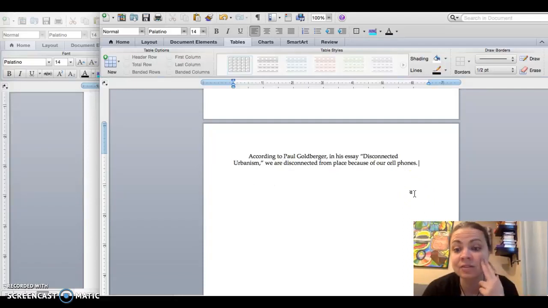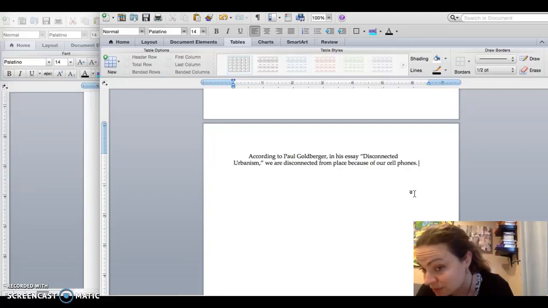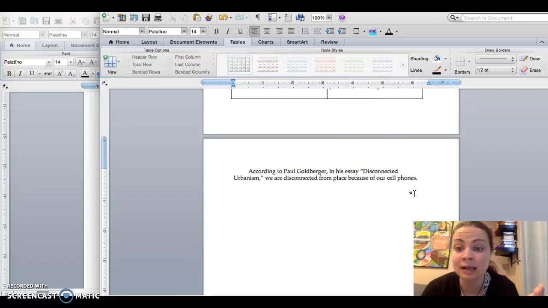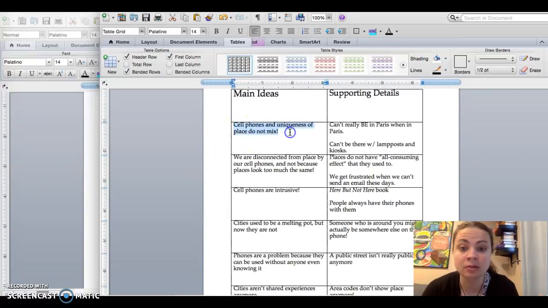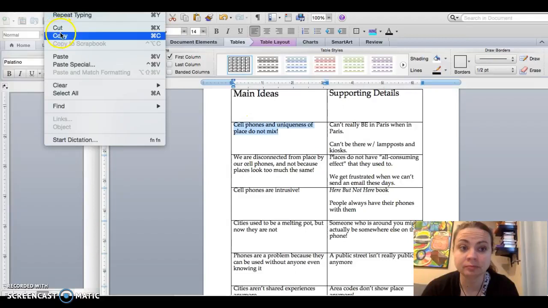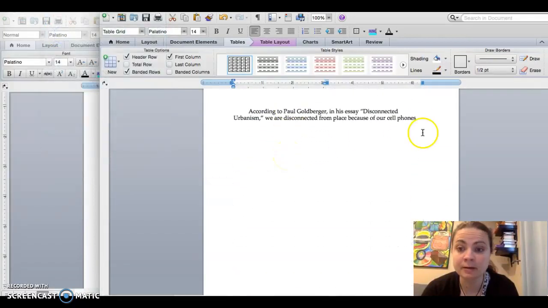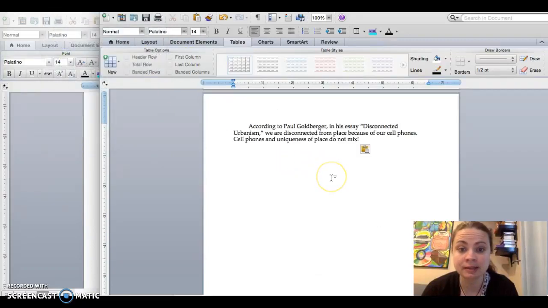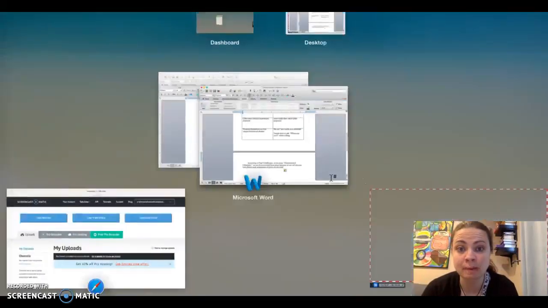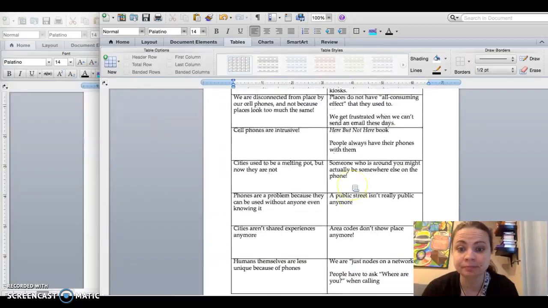Then since it's a collection of main ideas, I'm just going to go ahead and type up all the main ideas. I'm ignoring the specific detail column. I'm just putting the main ideas. Okay? And I can even copy these down here. Okay, cell phones and uniqueness of place do not mix.